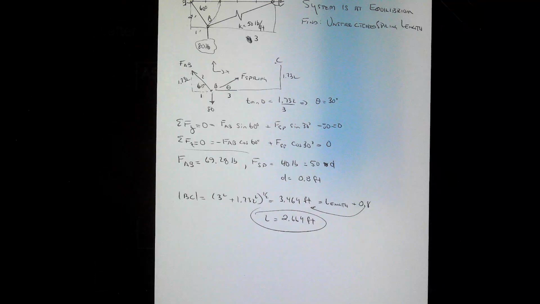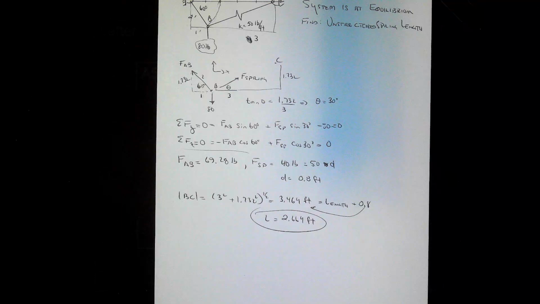If I sum the forces in the y, that has to be equal to 0. Here I have this one going up, so I'd have FAB sine of 60 going up. And here's F spring, let me just call it FSP, I'm lazy, sine of 30. Those two are going up, and here's this one going down, minus 80, and that has to sum to 0.